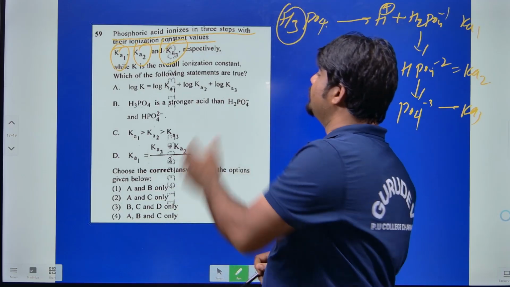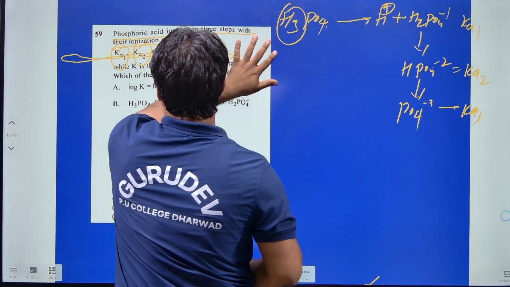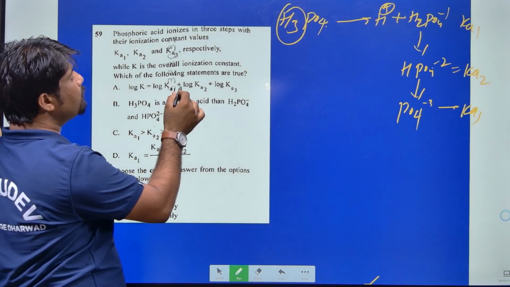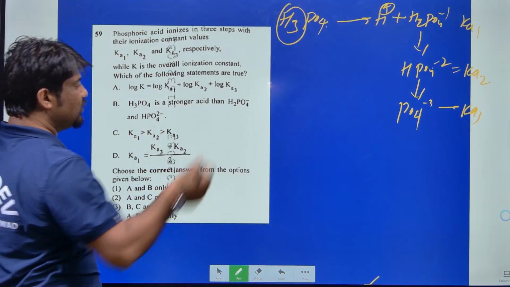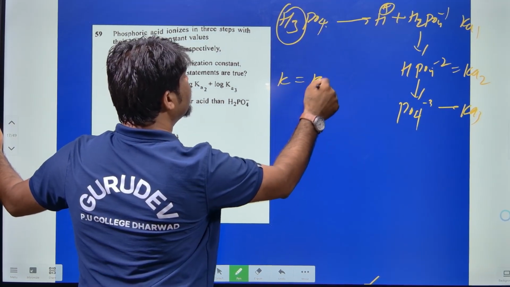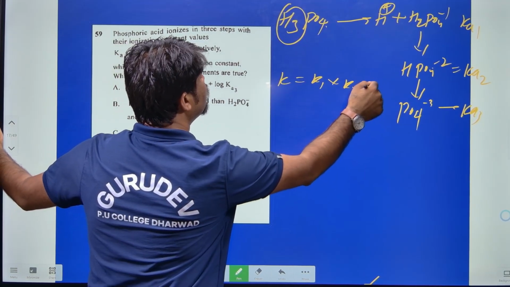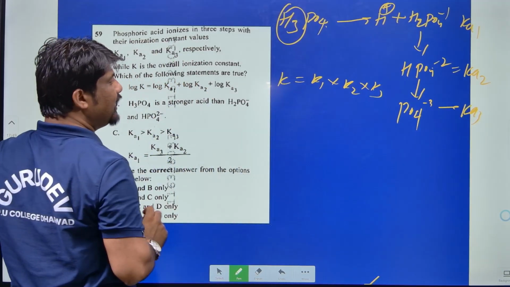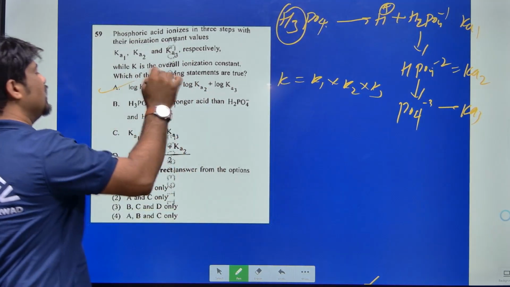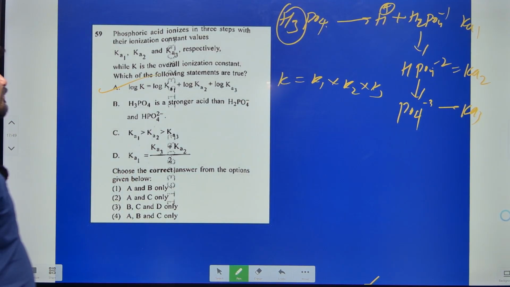Which of the following statements are true here? So statement A: log K is equal to log Ka1 plus log Ka2 plus log Ka3. Yes, of course we know that K is equal to K1 into K2 into K3. On applying the log, it will become log K1 plus log K2 plus log K3. Yes, statement A is the right answer.